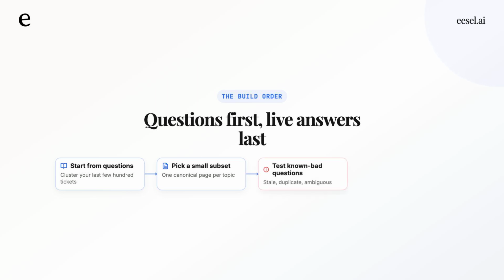Then test known bad questions before anyone sees it. 1 stale policy, 1 duplicate FAQ, 1 ambiguous question. Then roll out on a ladder. Dashboard first, then drafts a human approves, then live answers.